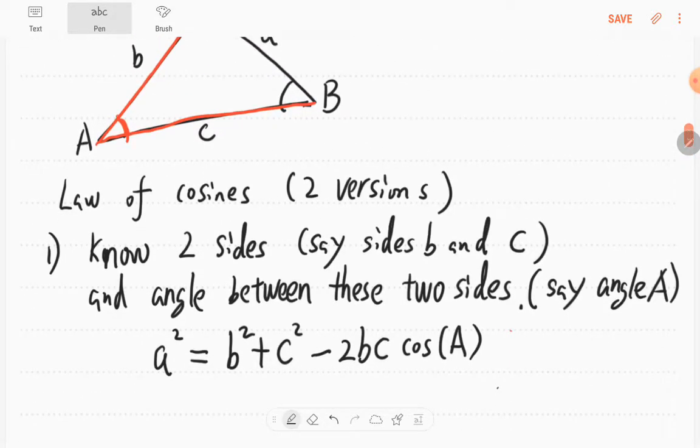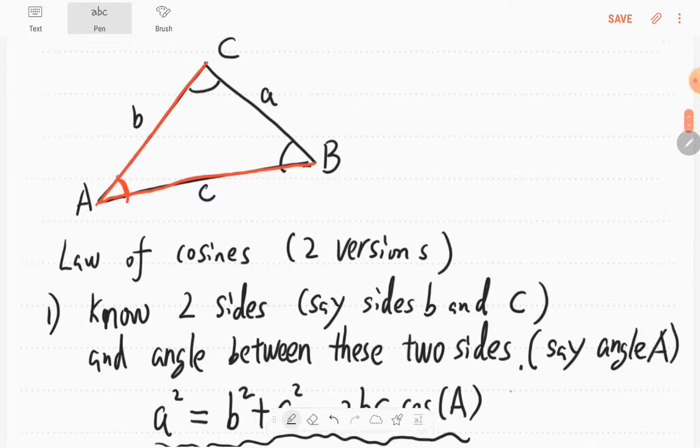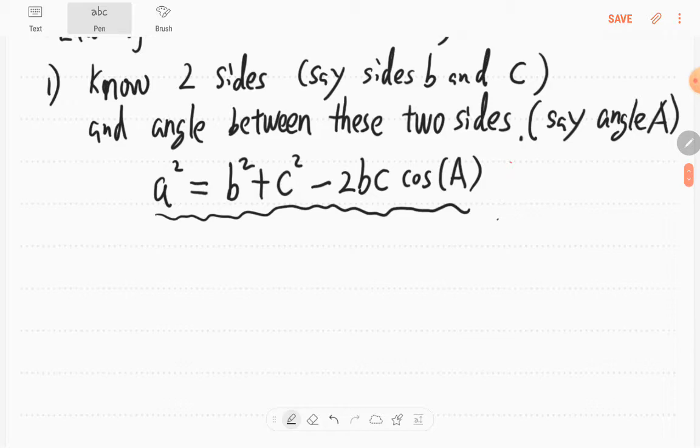So if we know two sides and the angle between them, we can always use this formula to calculate. Here side B and side C are known, and angle A is between them. We may not just know B and C; this is just one example. You can know side C and side A and the angle B, or you can know side B and side A and the angle C.